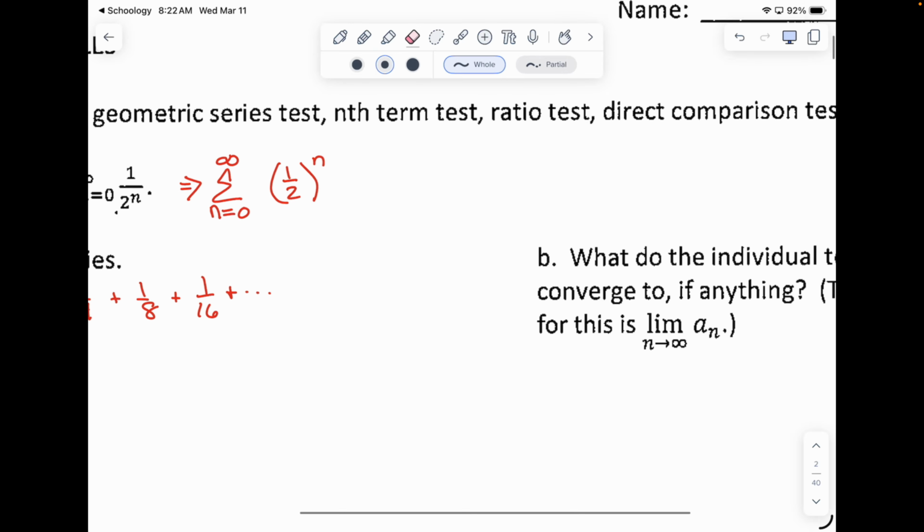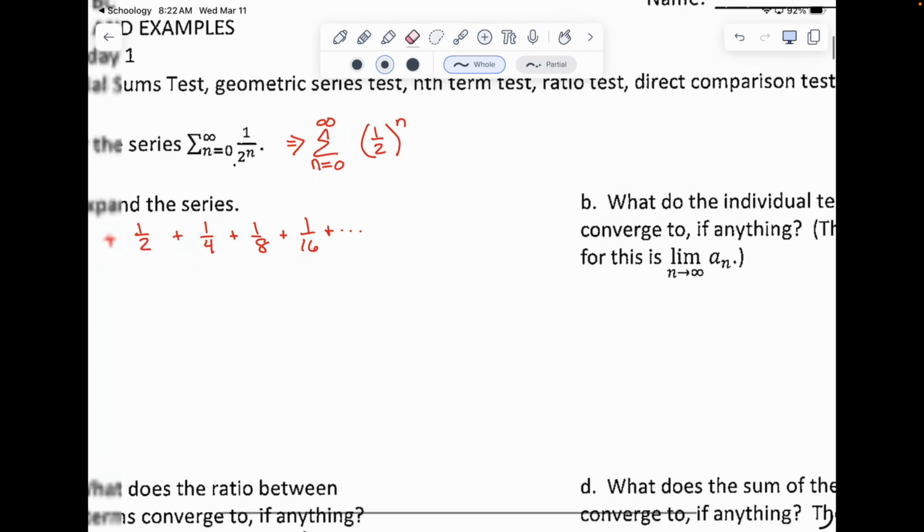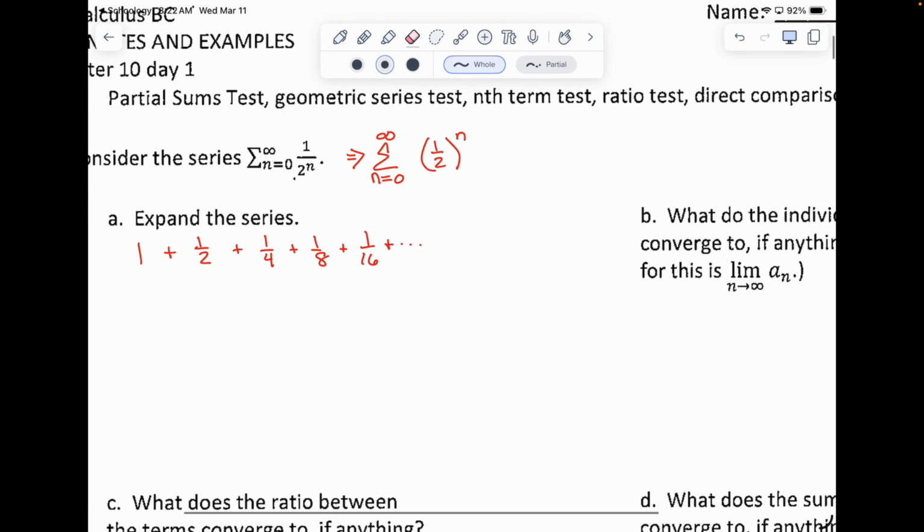Okay, so let's talk about what the individual terms converge to. Converge to means as I get to infinity, if I were to just take those numbers and look at what they're doing, where are those numbers going? Are they blowing up and getting infinitely bigger? Are they approaching a single value? What is happening as those individual terms are moving on? Take 30 seconds to talk to your teammates. What's happening to those terms?